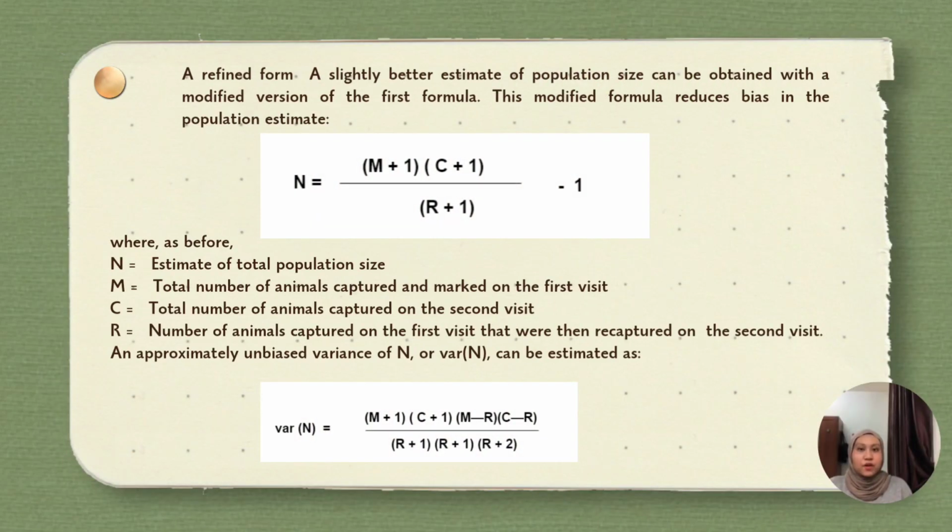Next, this is a refined form, which is a slightly better estimate of population size that can be obtained with a modified version of the first formula. This modified formula reduces bias in the population estimate as shown below, where, as before, N is the estimate of total population size, M is the total number of animals captured and marked on the first visit, C is the total number of animals captured on the second visit, and R is the number of animals captured on the first visit that were then recaptured on the second visit. Therefore, an approximately unbiased variance of N can be estimated as the equation below.